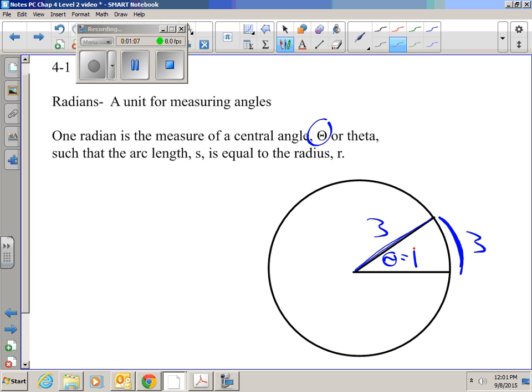If the measure was 1 radian and the radius were 17, then this arc length would also be 17. So in other words, if theta is 1, our r is always going to equal our s, where r is the radius and s is the arc length. That is when our theta is 1.